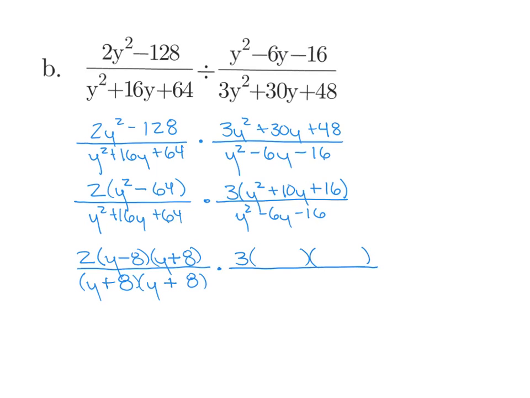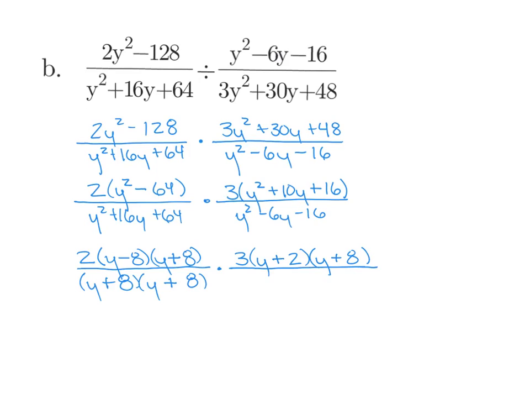And now if we go ahead and factor this, we have y squared is y and y. Things that multiply to 16 and combine to 10 are going to be 2 and 8. Again, we are multiplying to a positive 16, which tells me same signs. We are combining to a positive 10, which tells me they are both positive. So we get 3 times y plus 2 times y plus 8.